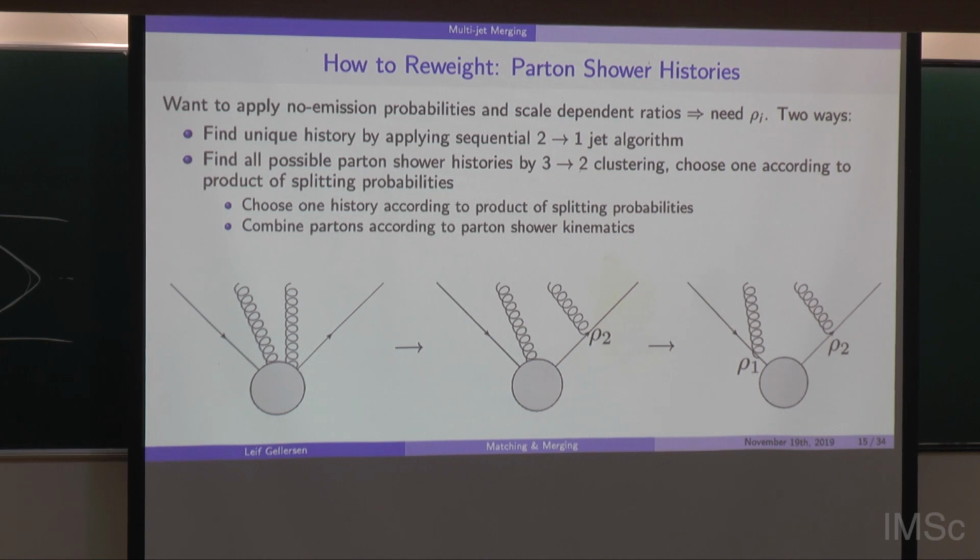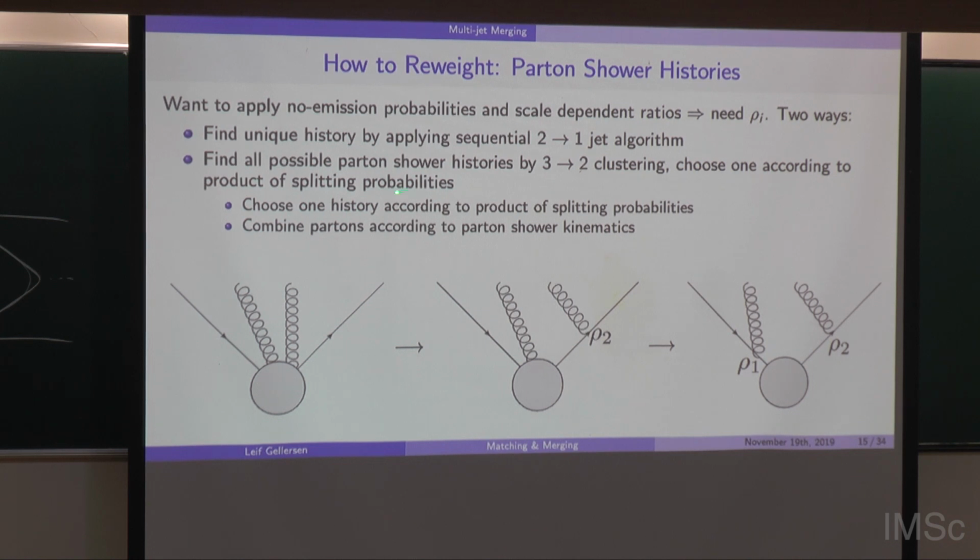So we need reweighting, as I said, but in order to reweight with no emission probabilities and with scale-dependent ratios of alpha S and PDFs, we need the emission scales at which these splittings would have taken place. That is a crucial ingredient to doing this and to rendering these multiple samples exclusive. And there are basically 2 ways in which we could find a Parton shower history. The first one is to apply a sequential 2-to-1 jet algorithm to reconstruct scales and then apply these scales for no emission probabilities and scale-dependent ratios.